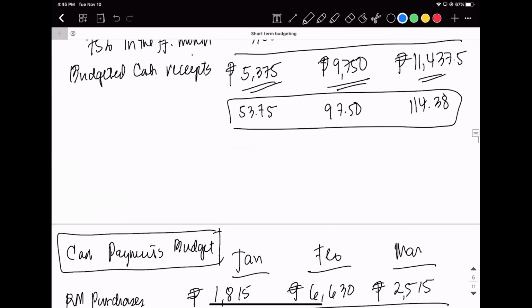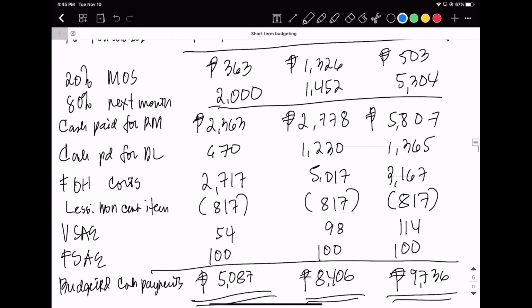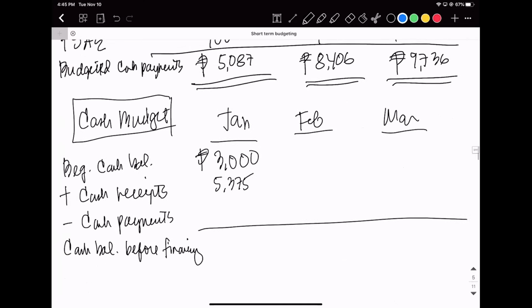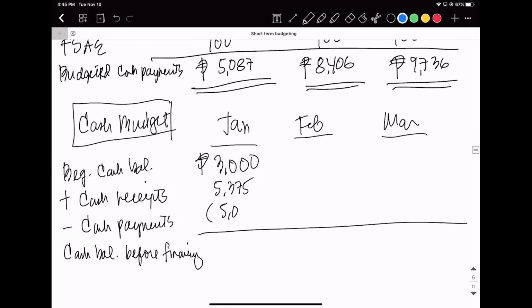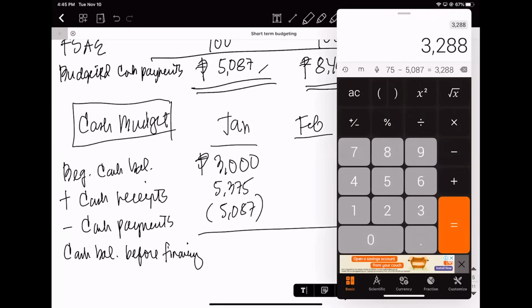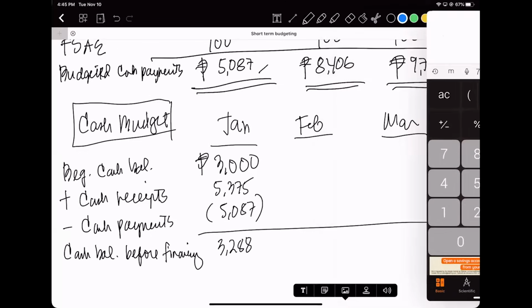Anyway, so cash receipts natin for the month of January. Okay, so 5,375. Ayan. Ang cash disbursement or payment 5,087. So ito yun. Okay. So, cash balance before financing, mental, hindi. Medyo mahirap. 3,000 plus 5,375 less 5,087. Yes, we have 3,288. What's the minimum? What's the maintaining balance? 2,000, di ba?